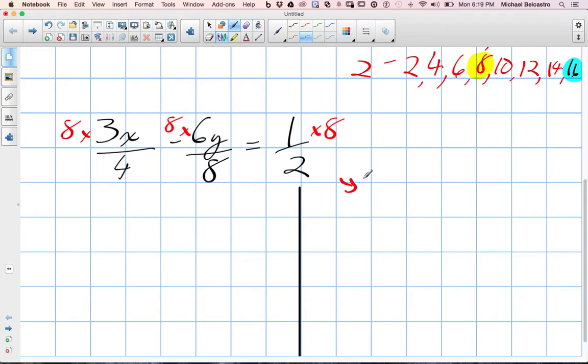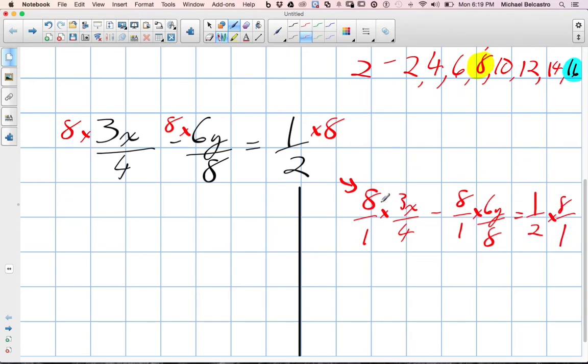Think of it like it's 8 over 1 times 3x over 4 minus 8 over 1 times 6y over 8 is equal to 1 over 2 times 8 over 1. 8 over 1 is the value of 8. When we multiply fractions, we do top by top, bottom by bottom. So what will 8 by 3 give us? 24. So we have 24x over 4 times 1, 4. Minus 8 times 6, we get 48y over 8 times 1, 8. And then 8 times 1, 8, over 2.